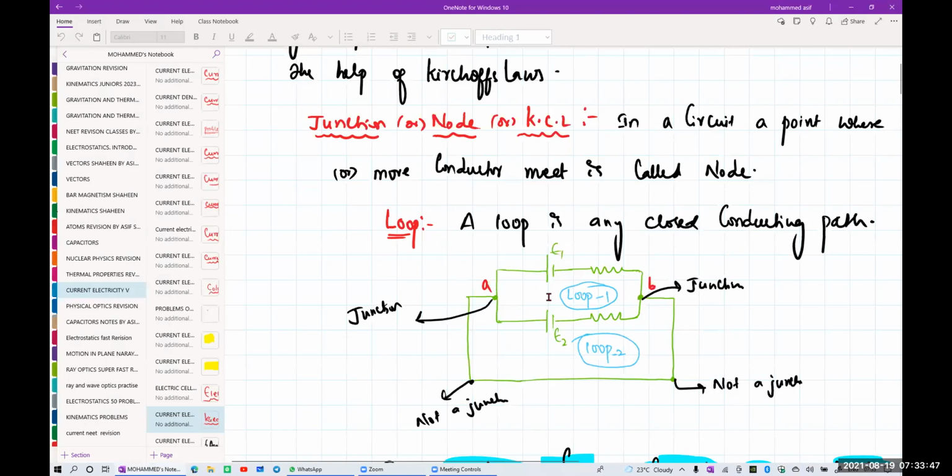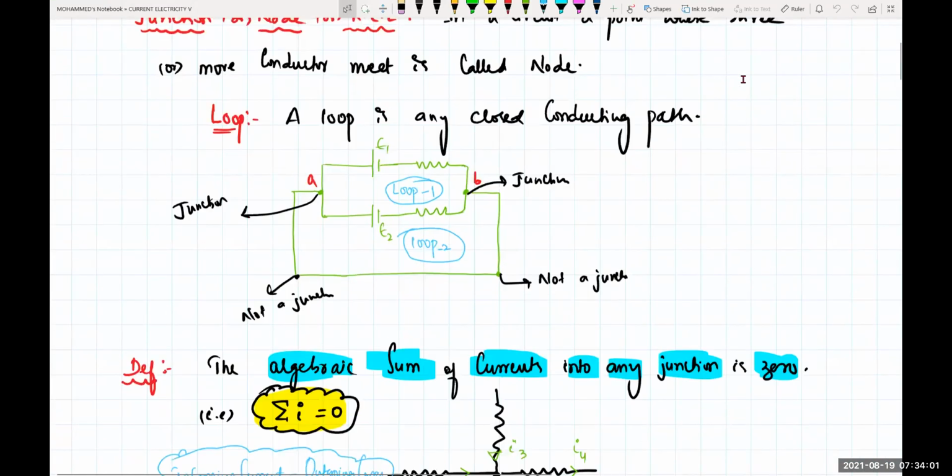Yes, sir. Okay. So this total one is known as one closed loop, beta, and this one is known as another loop. So these closed circuits are known as loops. Clear? Sure. Let us go for the Kirchhoff first law.